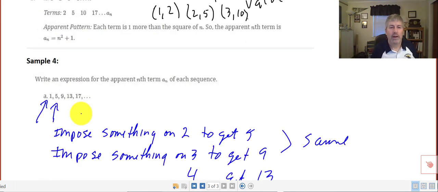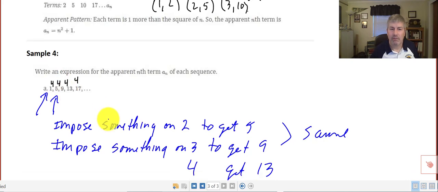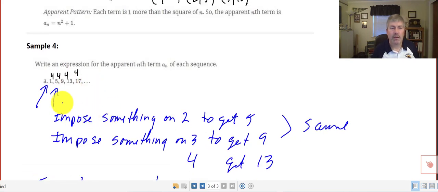So here's another sample. Write an expression for the apparent nth term, a sub n, for this particular sequence. Again, our outputs are 1, 5, 9, 13, and 17. Interestingly enough, they're always 4 apart. And we'll study that kind of change in a future video. We have to impose something on 1 that gets 1 back to us. We have to impose something on 2 that gets us to 5. We have to impose something on 3 that gets us to 9. But we have to impose the same thing on all of them to make that happen.